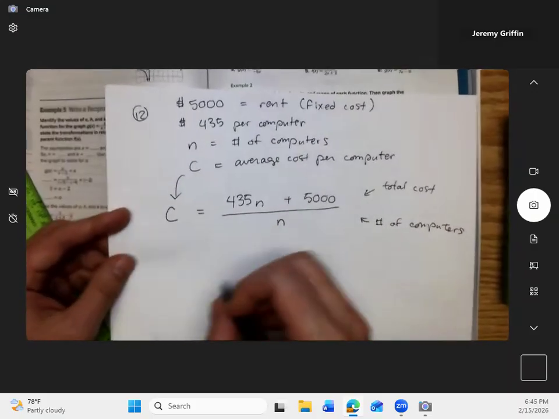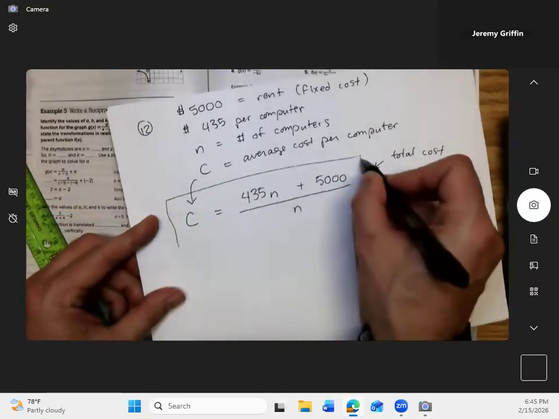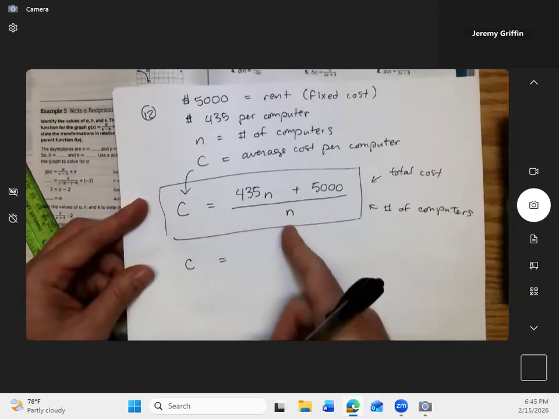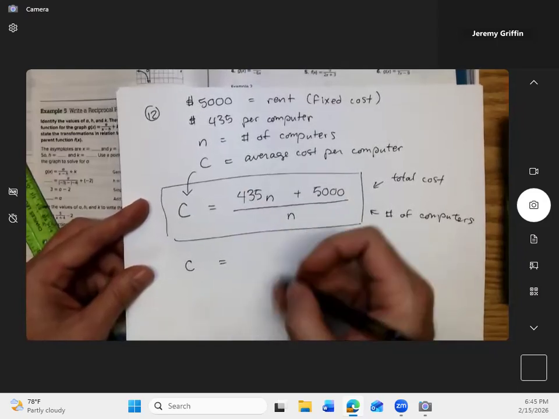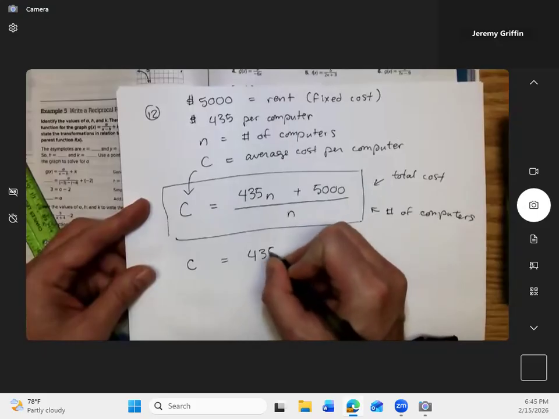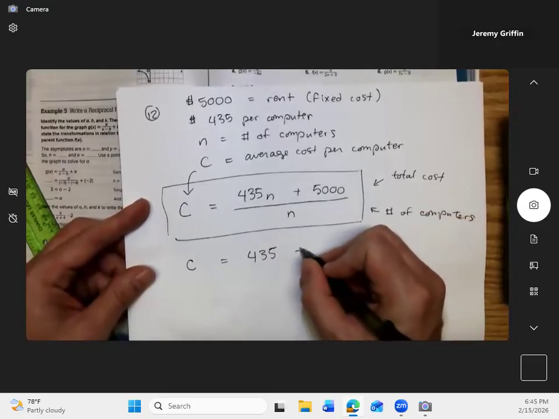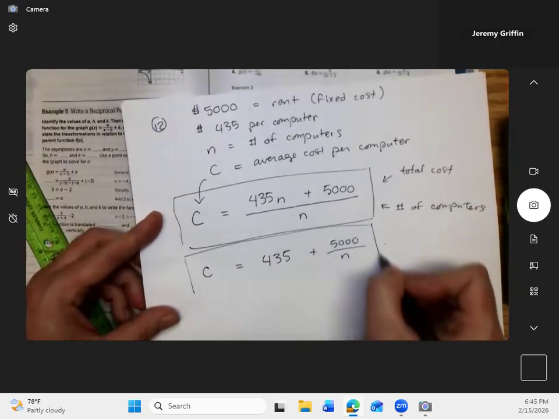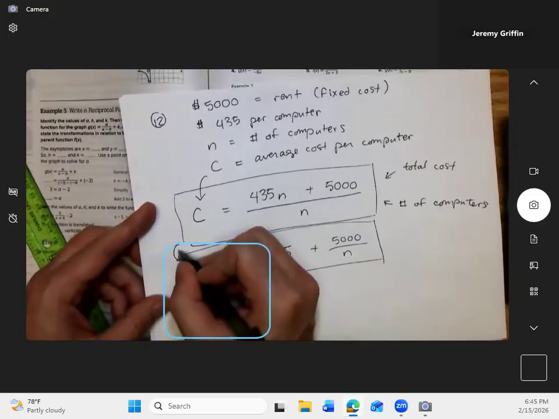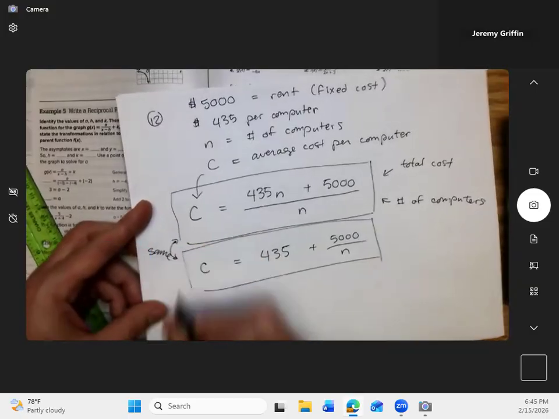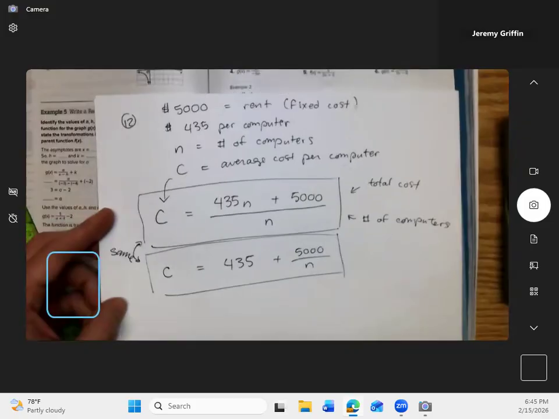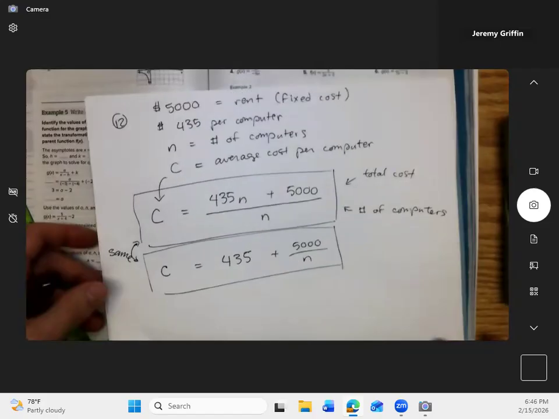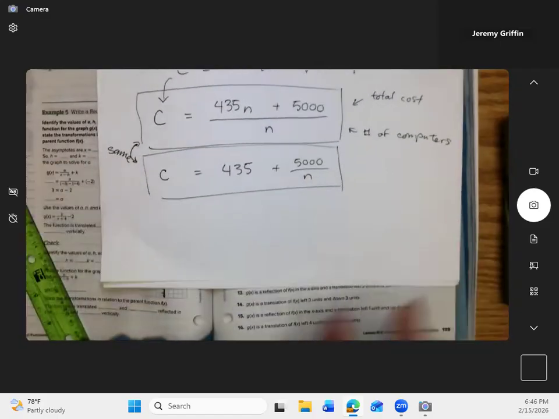Now, there's another way you could write this, though this is perfectly valid. You could divide this out because it's a really simple denominator. This could be $435 per computer plus that $5,000 rent divided by the number of computers. This and this are the same equation. Hey, you know what? I'll do this one in Desmos. That'll be a little bit different, just to show you guys that these are in fact the same.